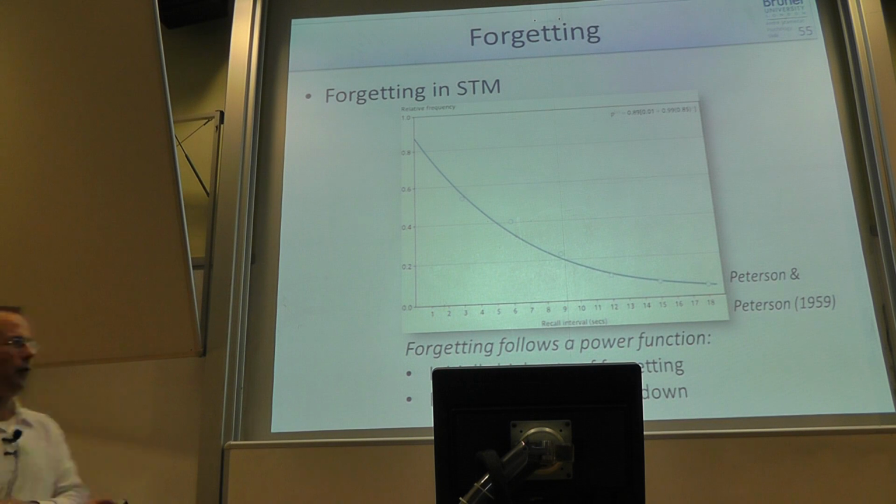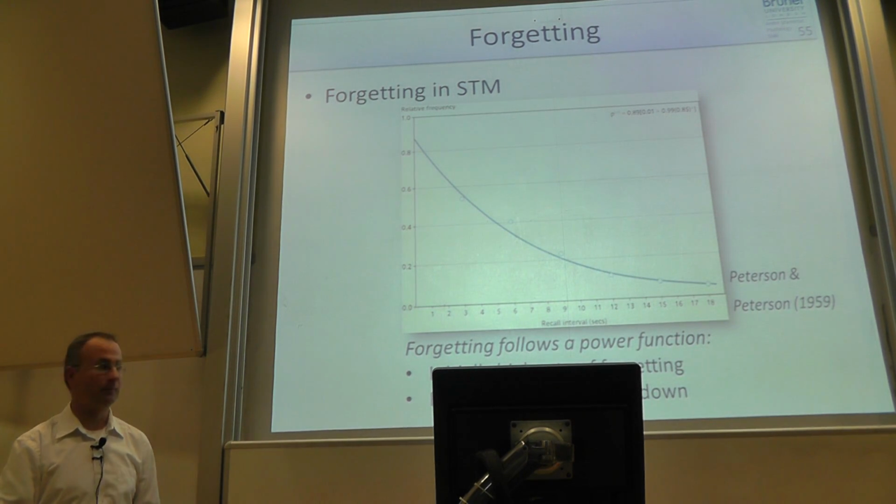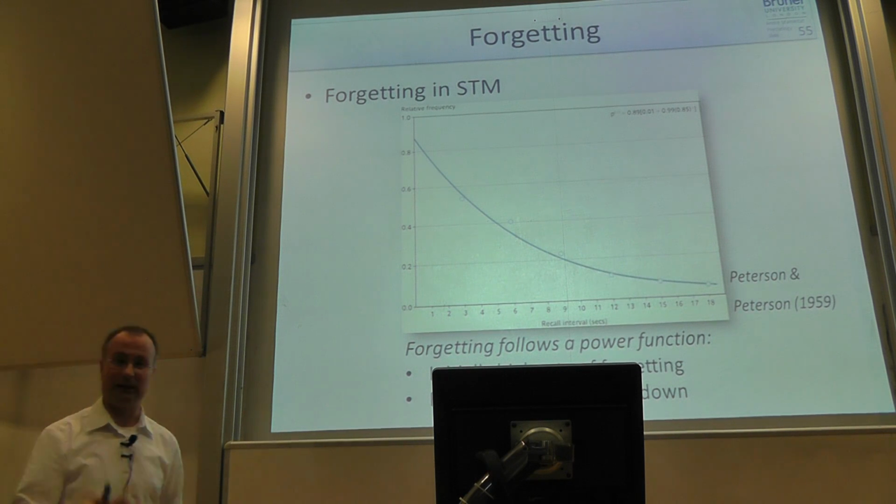And this curve has been found in many, many studies, and it's called a power function, by the type of mathematical equation to model and describe it. So forgetting follows a power function. The feature of the power function is that initially you have a very high rate of forgetting, and the longer it is, then it fades out and the forgetting slows down.